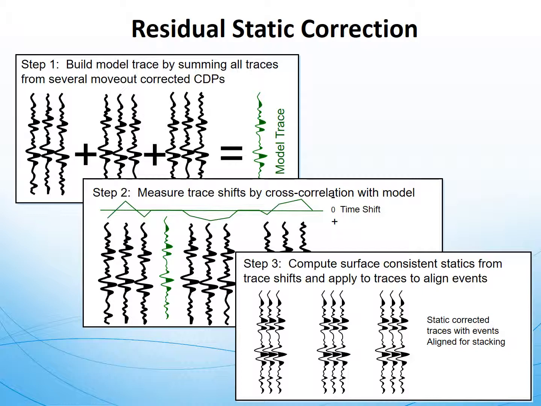This is an example of the residual static correction. Okay. In step 1, you build the model trace by summing all traces from several move out corrected CDPs. Second, you measure the trace shift by cross correlation with the model. The keyword here is cross correlation. You cross correlate the model traces with the other traces. Okay, and finally we compute the surface consistent statics from the trace shift and apply them to the traces in order to align the events.